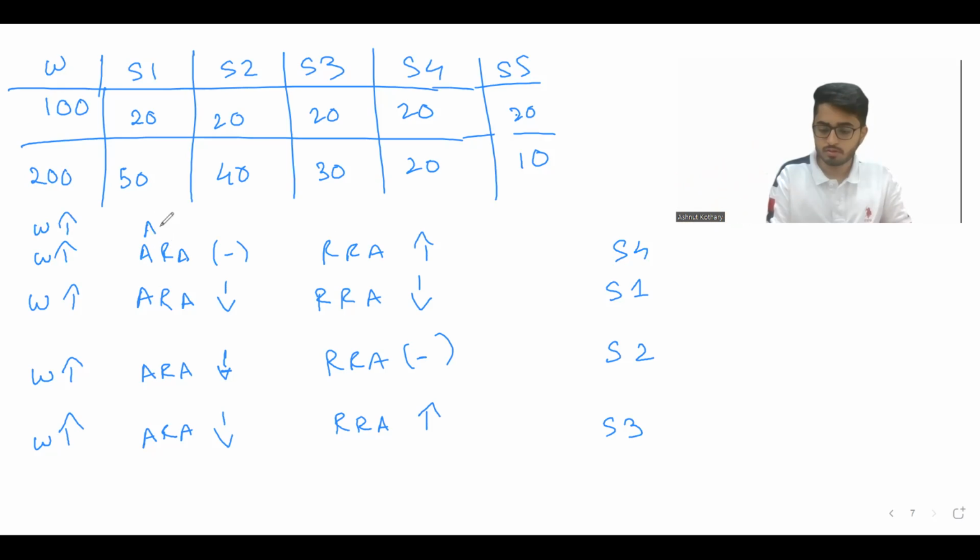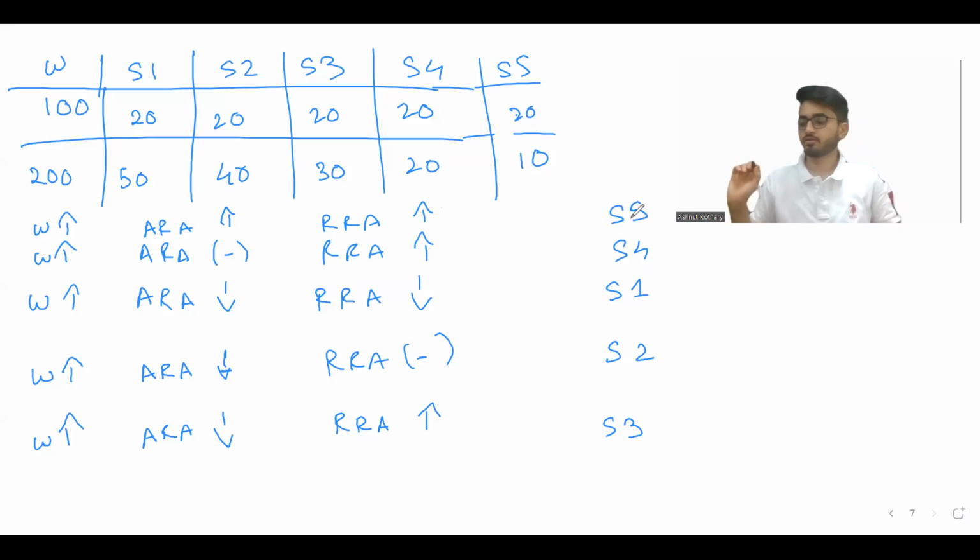Is it clear what we have done right now? Five scenarios we have taken. My ultimate goal is just to see if something happens to ARA, what happens to RRA? If something happens to RRA, what could happen to ARA? Are these five scenarios clear to everyone? Do let me know by typing a yes in the chat box. Okay, so take this down.